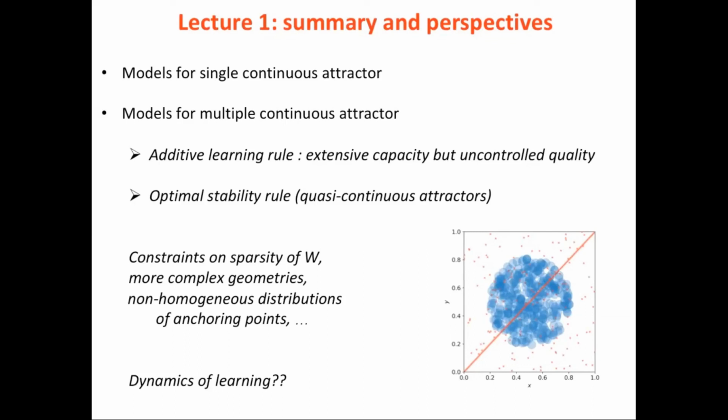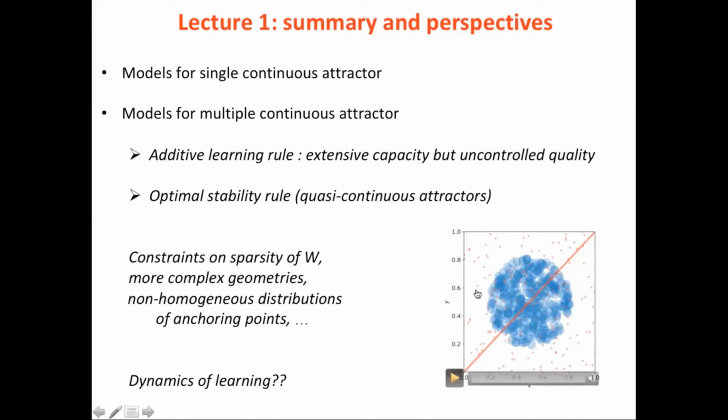You can impose constraints on the sparsity of W. Biologically, it's known that the hippocampus has very sparse connectivity. So what happens if you have a sparse W? Actually, nothing very dramatic happens, except that the capacity is rescaled by the degree of sparsity of the W matrix, as you would expect. You can define more complex geometries, non-homogeneous distributions of anchoring points, and I want to show this here.